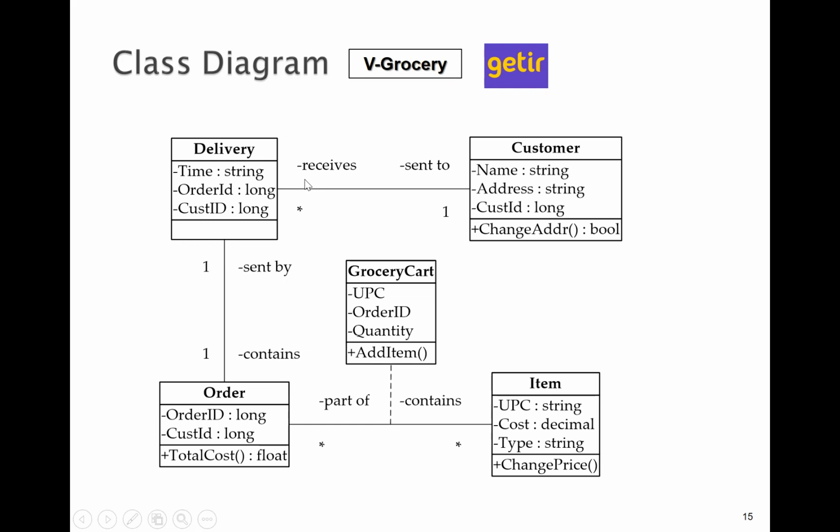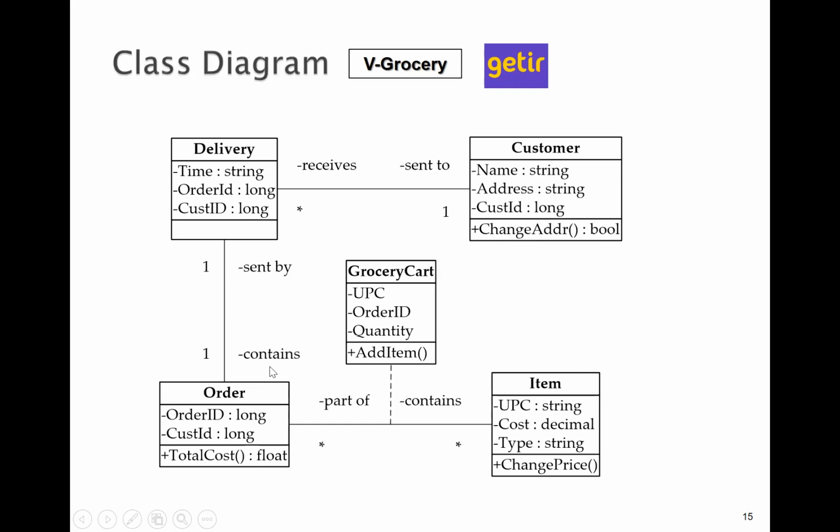So there is either one-to-one relationship or one-to-many relationship. We define cardinality for this, and we also show which class is how related to others. So delivery is sent to customer, customer receives delivery, and there may be one or many relationship here. The star represents many.